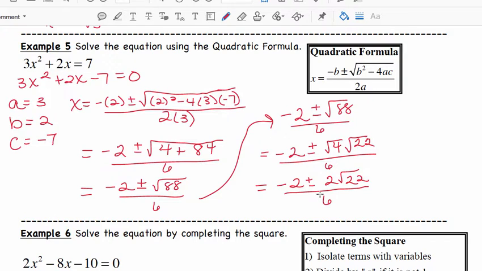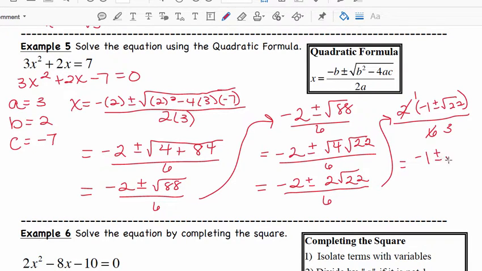And you can either split this up into two fractions and reduce, or you can factor out your numerator, which is what I'm going to do. I'm going to pull a 2 out of my numerator. And when you factor out a 2, you get negative 1 plus or minus the square root of 22. And then the 2 and the 6 can reduce to 1 over 3. And your final answer, all cleaned up, is negative 1 plus or minus root 22 over 3. And then you can split that up if you want to into two separate fractions, but that's good for me. I'm going to leave my answer just like that.